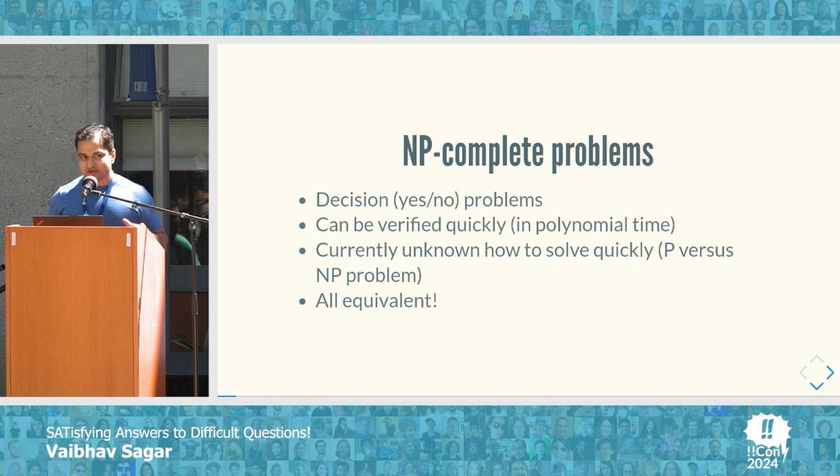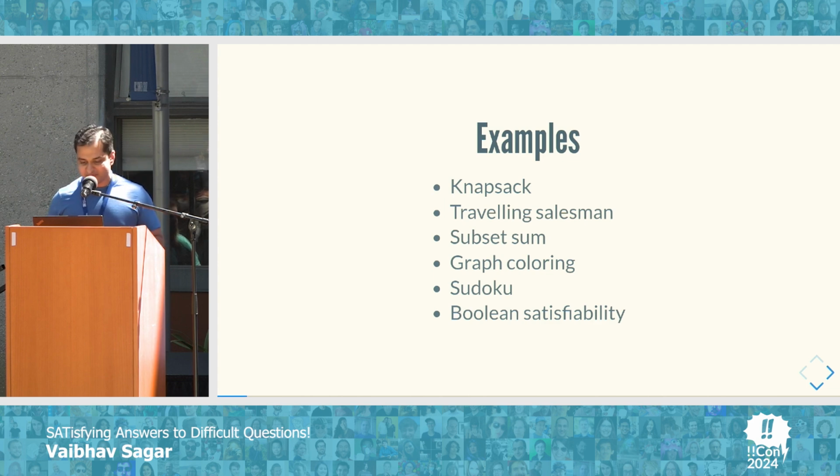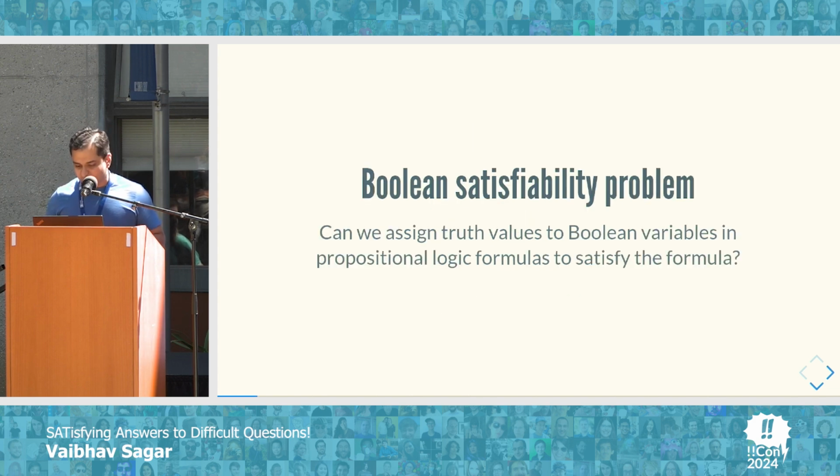So all NP-complete problems can be expressed in terms of each other. So they're all equivalent in a sense. Some examples of these NP-complete problems are the knapsack problem, traveling salesman problem, and so on and so forth, including Sudoku and the Boolean satisfiability problem. So the Boolean satisfiability problem is the question of, given some propositional logic formula, can we assign true or false values to each of the variables such that the overall formula holds or is satisfied?